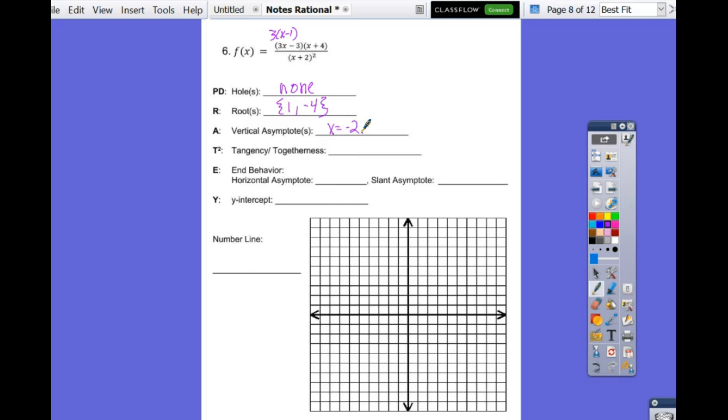Now the next question is tangency or togetherness. Is there on the bottom, you see how that whole term is squared? So that means it's x plus 2 times x plus 2. That's a duplicated term. That is togetherness. And it's togetherness at x equal -2.